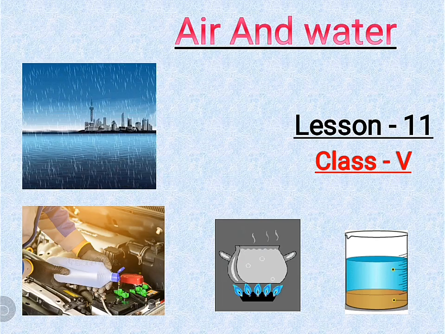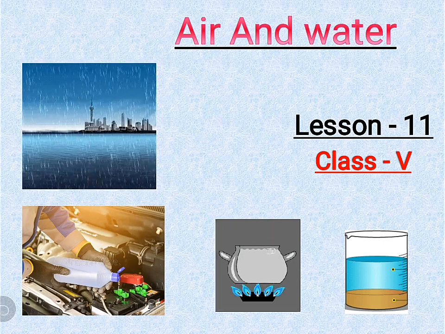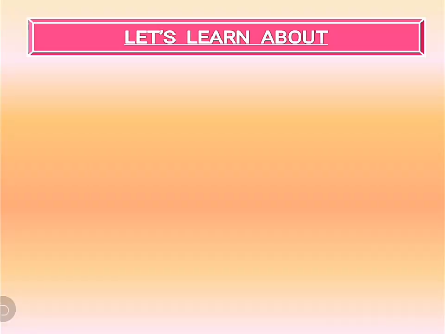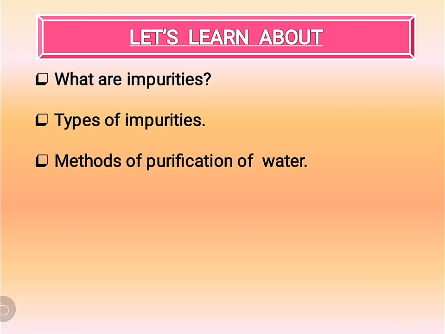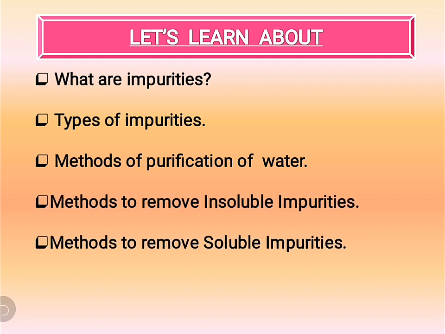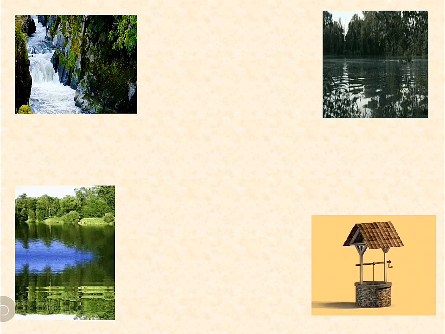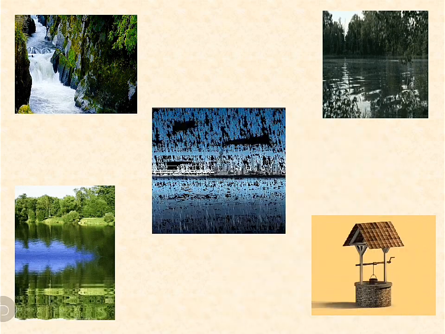So children, today we are going to continue with lesson 11, Air and Water. Here we will discuss the impurities that are present in water and different methods to remove these impurities. So let's get started. Dear children, you might be aware that the water that we use mainly comes from rivers, ponds, lakes and wells, and rainwater is the main source of water on the earth.